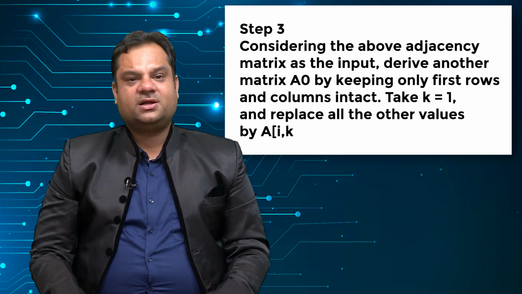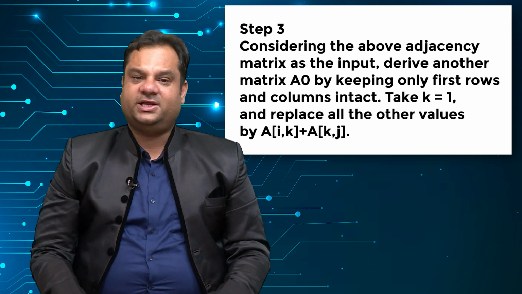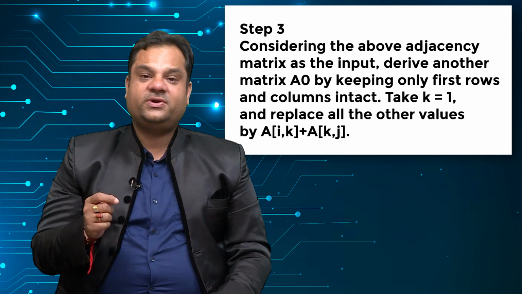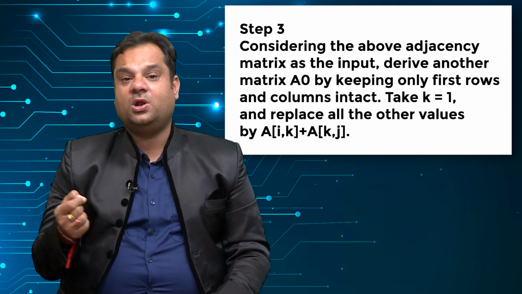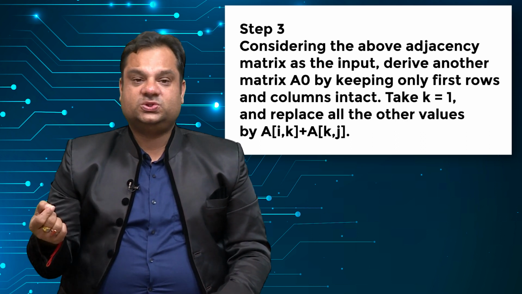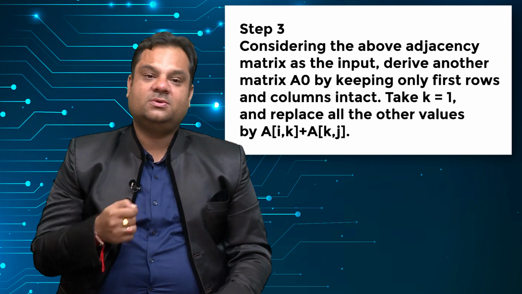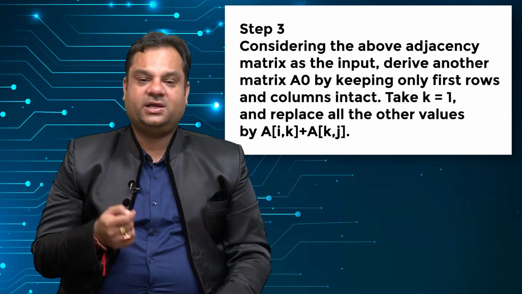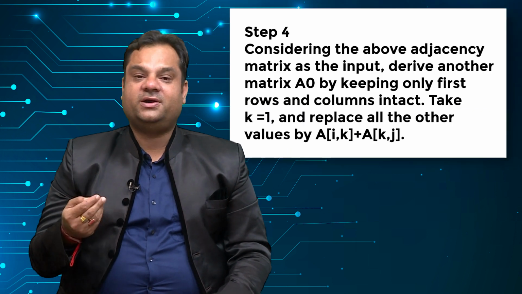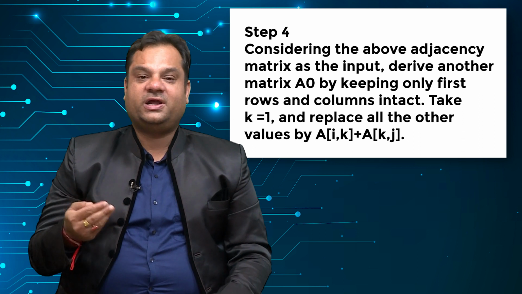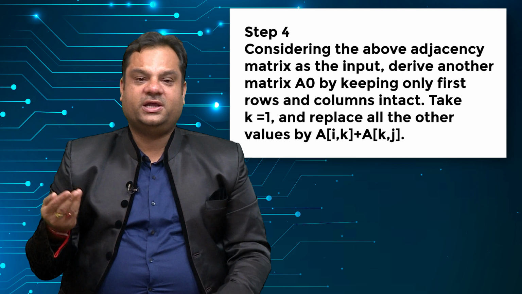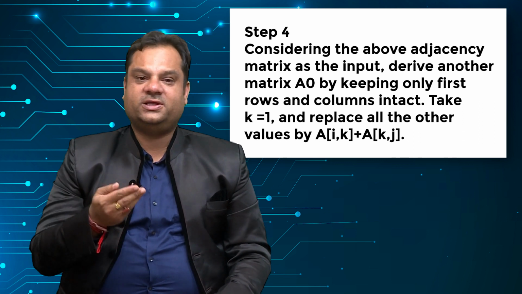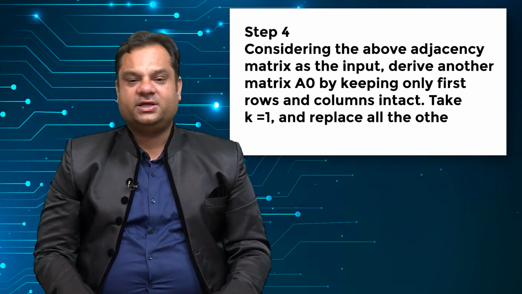In step number 3, considering the above adjacency matrix as the input, derive another matrix by keeping only the first row and column intact. Take k equal to 1 and replace all the other values by the same formula, A of ik plus A of kj. In step number 4, considering the above adjacency matrix as the input, derive another matrix by keeping the first row and column intact, k equal to 1, and replace all the other values by the same formula, A of ik plus A of kj.